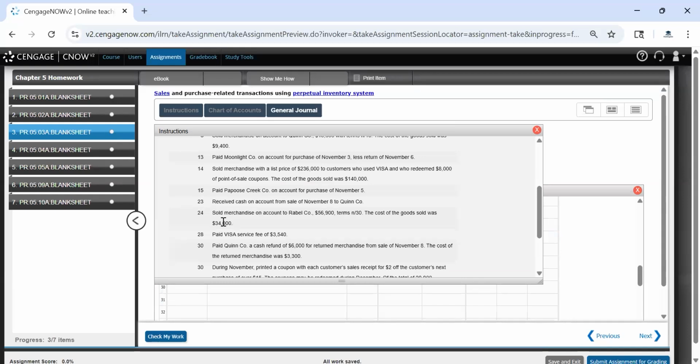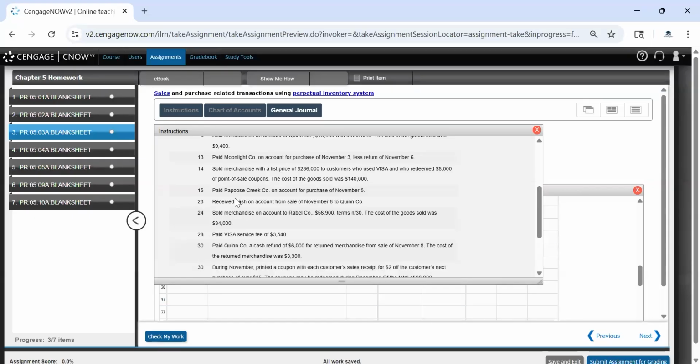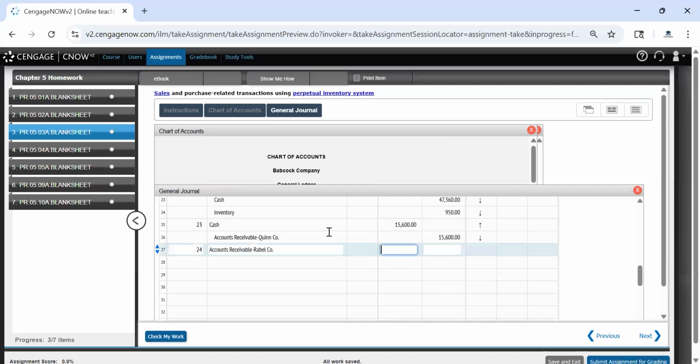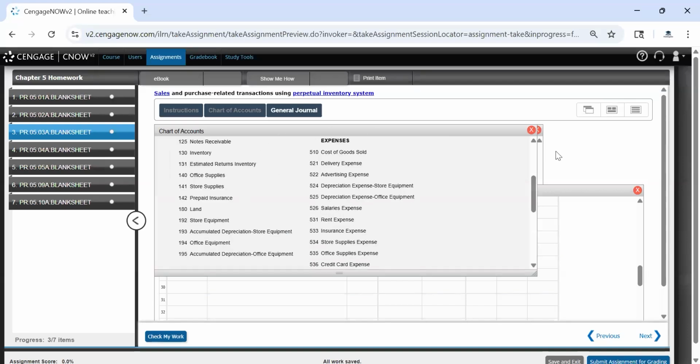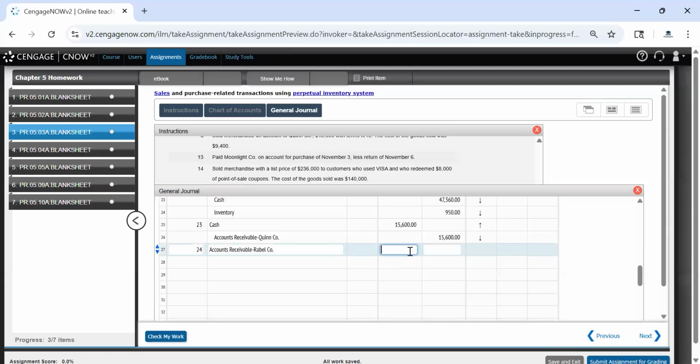On the 24th, we sold merchandise on account to Rabble Company, 56,900 in merchandise, terms net 30. There's no funny business going on in this problem. It's just a simple sale on the 24th. And we need to get our Rabble Company accounts receivable balance. Amount is 56,900.